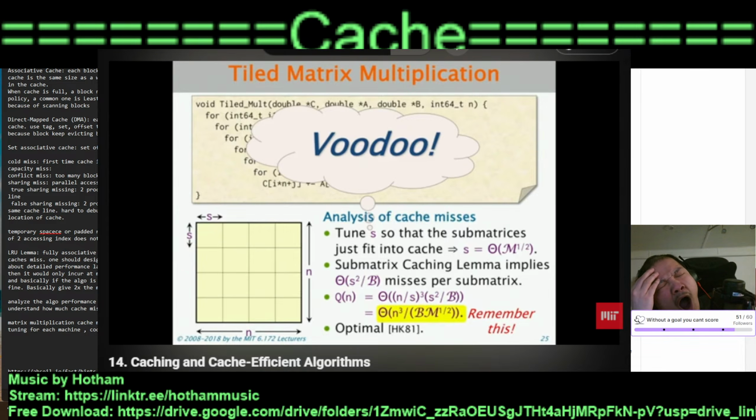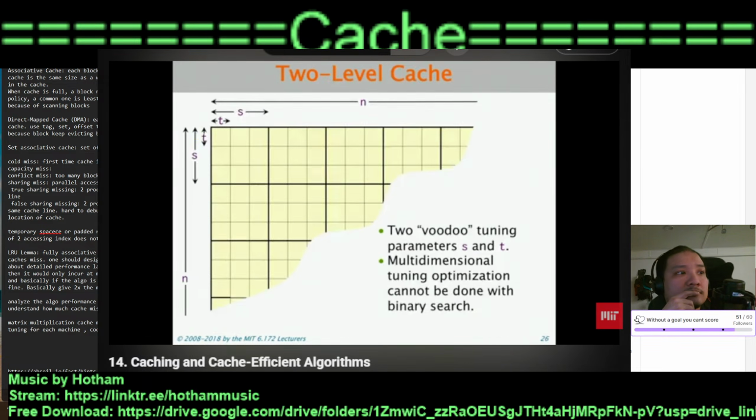And this is also an issue even if you're running it on the same machine because you might have other programs running at the same time and using up part of the cache. So you don't actually know how much of the cache your program actually gets to use in a multi-programming environment. And then this was also just for one level of cache. If we want to optimize for 2 levels of caches, we're going to have 2 voodoo parameters S and T. We're going to have sub-matrices and sub-sub-matrices. And then we have to tune both of these parameters to get the best performance on our machine.